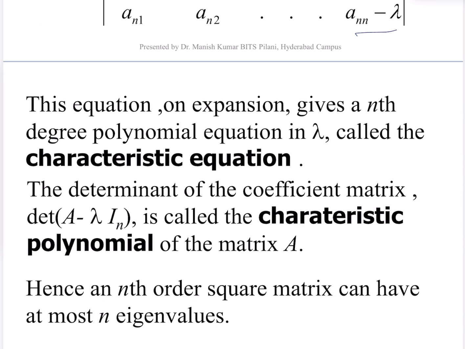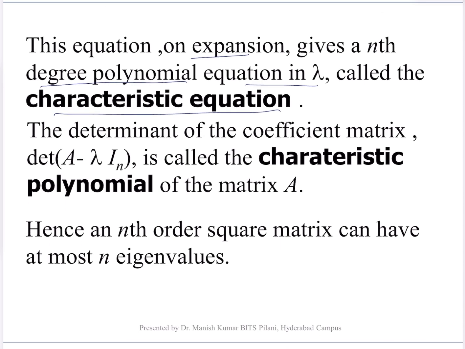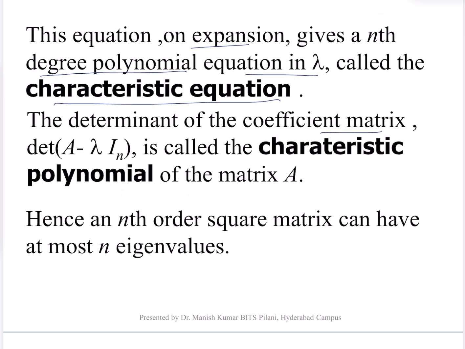So this expression gives an nth degree polynomial equation in lambda called the characteristic polynomial or characteristic equation, right? The determinant of A minus lambda I n, where A is the coefficient matrix, is called the characteristic polynomial of matrix A. So an nth order square matrix can have at most n eigenvalues, right? At most, I mean sometimes these eigenvalues are repeated, or some of them are going to be 0.